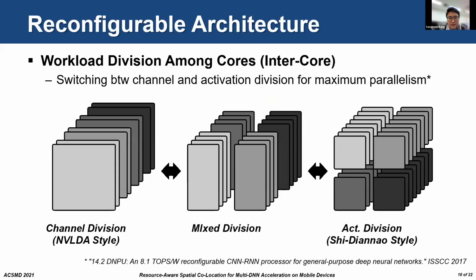Adopting reconfigurable mixed division from previous works, the MPU can switch between channel and activation division to exploit maximum parallelism. If the layers are divided in channel dimension and allocated to different cores, NVDLA-style channel parallelism can be exploited. On the other hand, if the layer is divided in activation and allocated to different cores, CDNO-style parallelism can also be adopted.